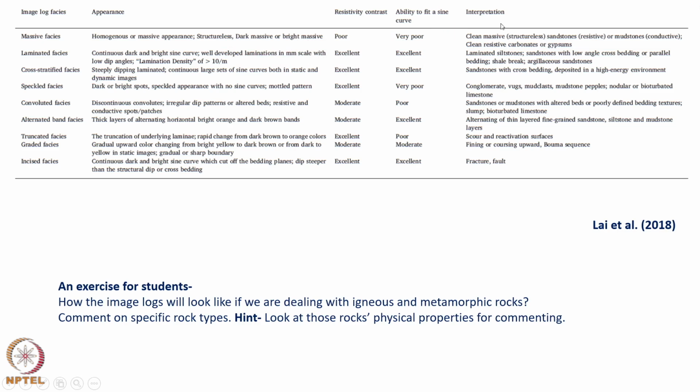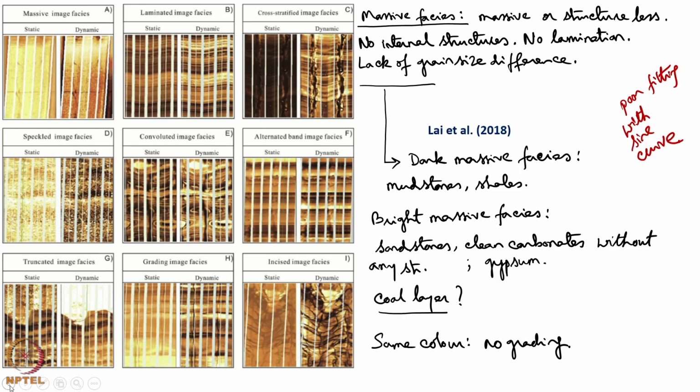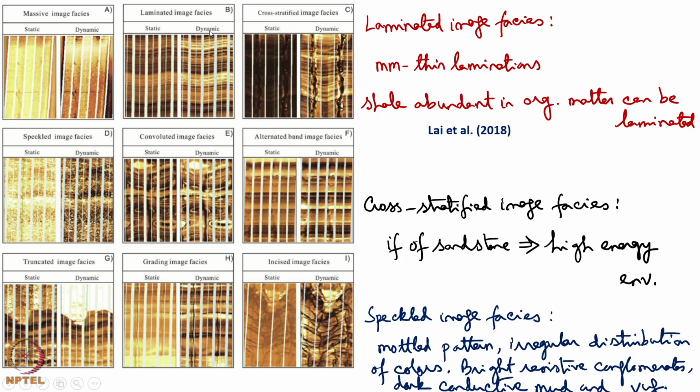Now we will move into the next one, that is the laminated image facies. Lamination means millimeter thin planes developed within the sedimentary rock. So, you can see here the gently curved pattern, and these lines are very close spaced, revealed both in static as well as in the dynamic image.